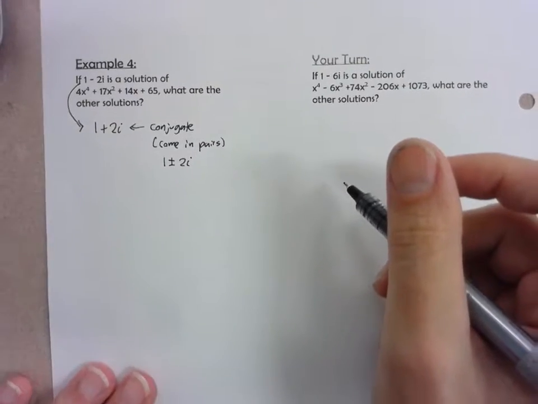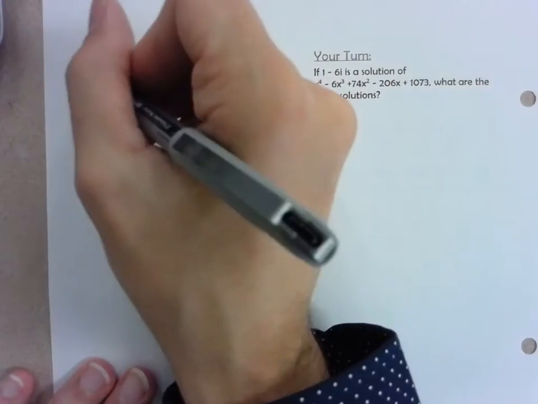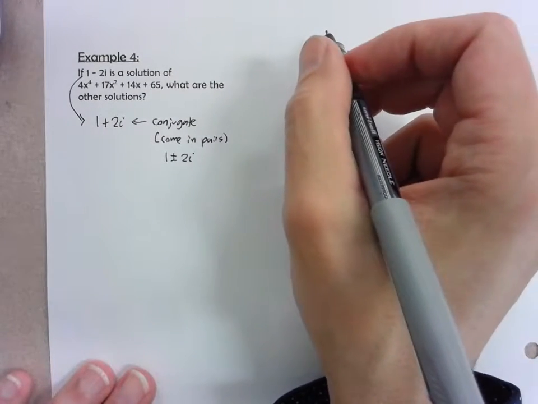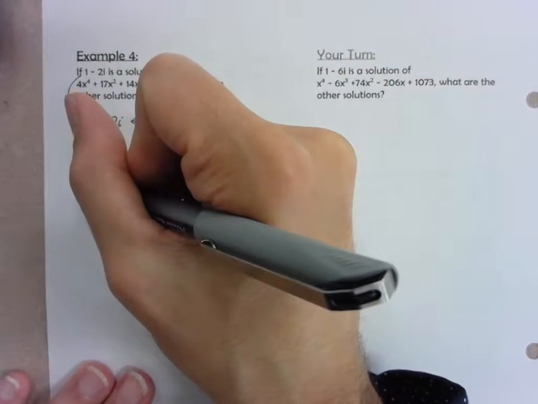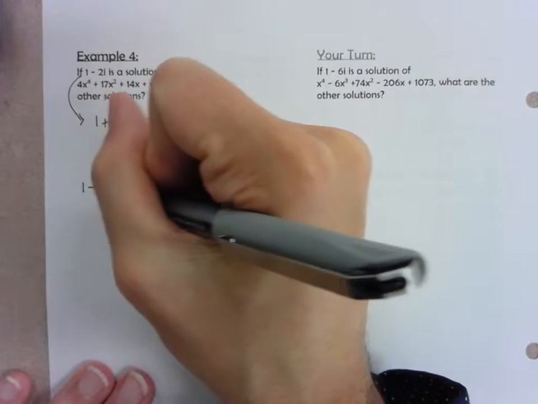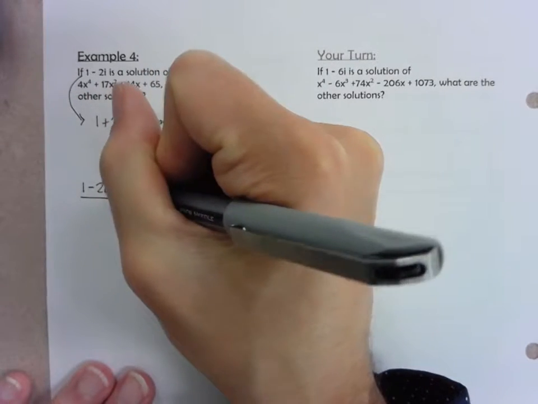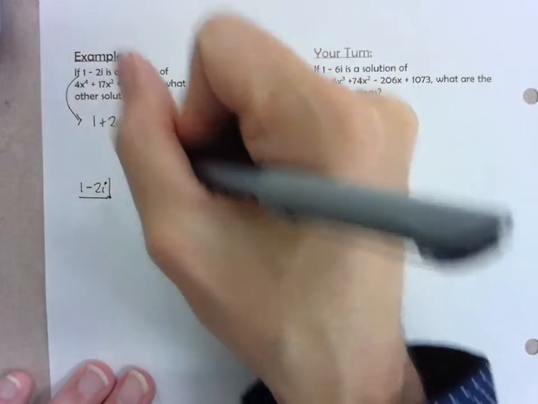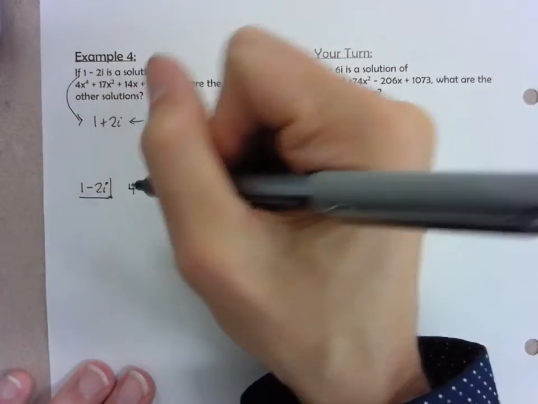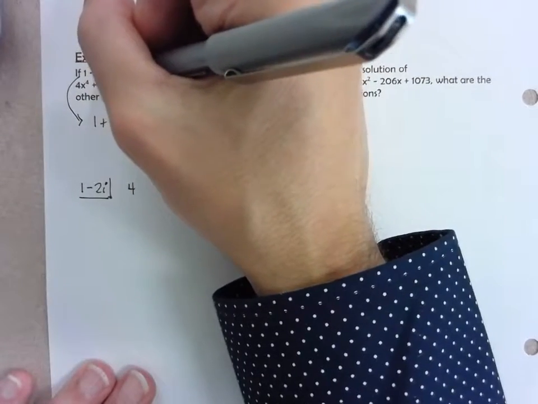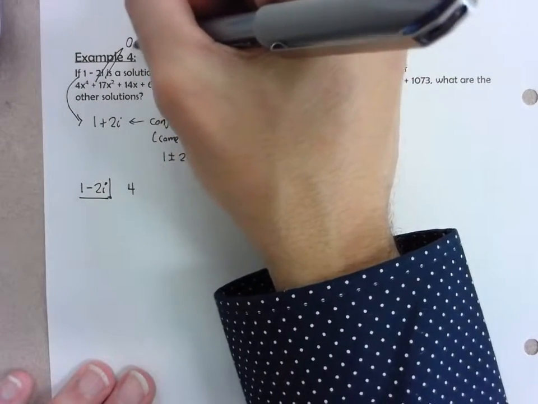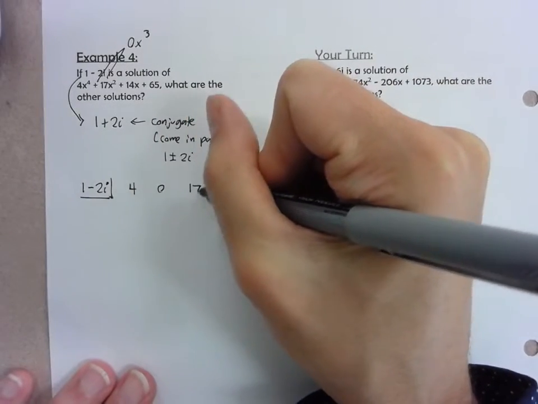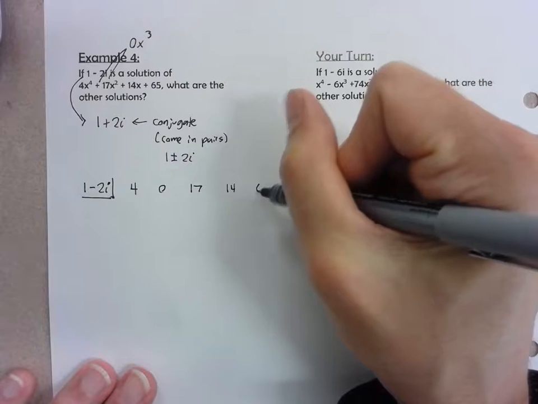So in order to work through these, they are already our solutions. We're not going to have any real zeros here, so we're simply going to write synthetic division. I'll start with the 1 minus 2i. Again, I'm not changing any signs. I'm going to write my coefficients. So this is going to be 4, and notice that we're missing a third power. So that's going to be 4, 0, 17, 14, and 65.